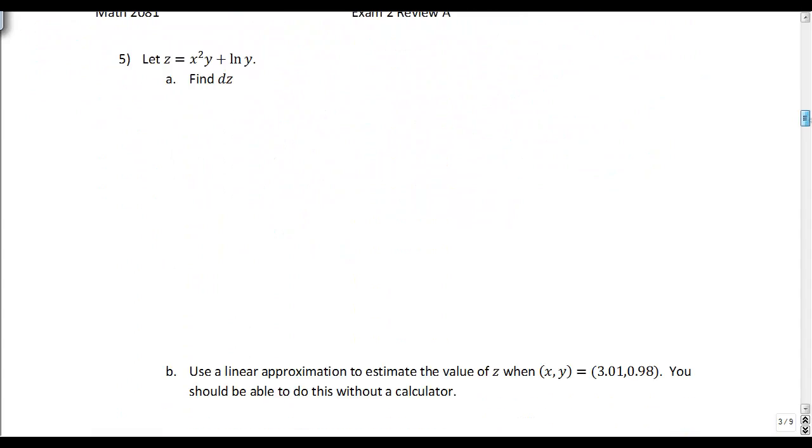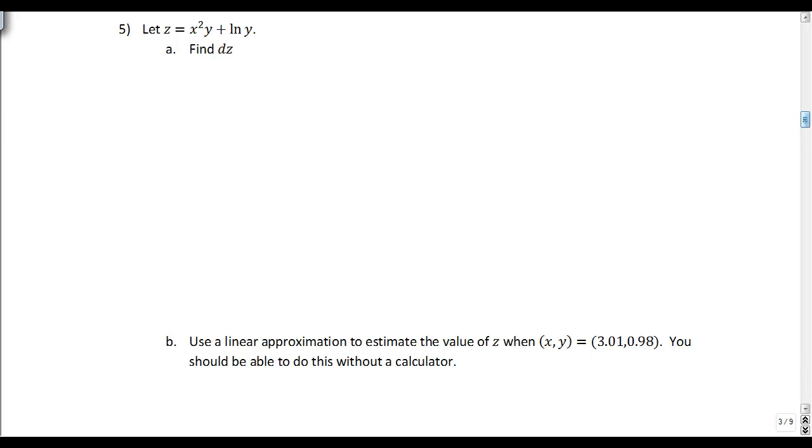Okay, next one. We have z equals x squared y plus natural log of y, and we want to find the differential of z. So when you have dz, this is going to be a partial z with respect to x times dx, plus a partial z with respect to y times dy. Now, this I think is sometimes a little bit confusing because it's almost too easy.